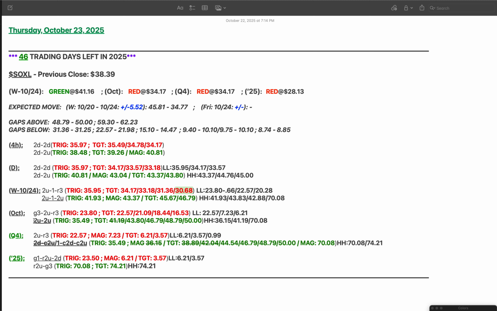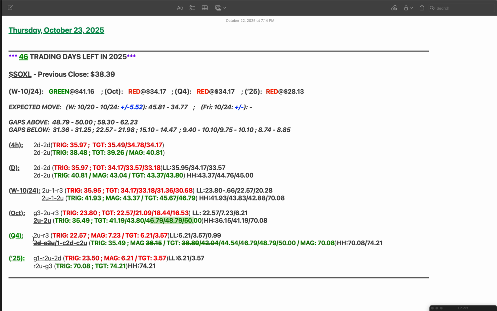On the month, we are still in force on the 2 up. That's why it's not only underlined but bold, right? So we're still above 35.49. And on that initial push up, we did hit that 41.19 target. Didn't quite make it to that 43.80, so that is the next target to the upside if we can get the push back to the upside, followed by the extended targets listed out here.